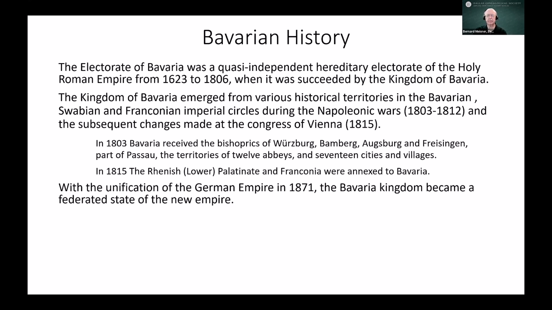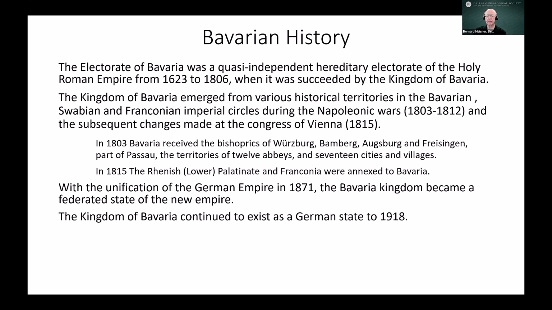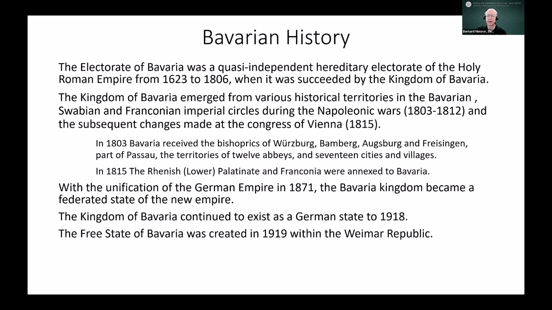They're completely different. When the empire unified in 1871, the Bavarian Kingdom became then a federated state of the empire. It continued to exist as a state through the end of World War I. And then in the Weimar Republic, it became the Free State of Bavaria. And in 1946, after World War II, it lost that district on the Rhine, the Lower Palatinate, which it had picked up there in the 1800s.